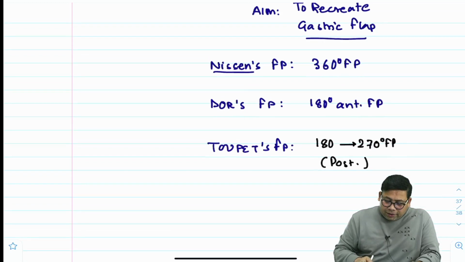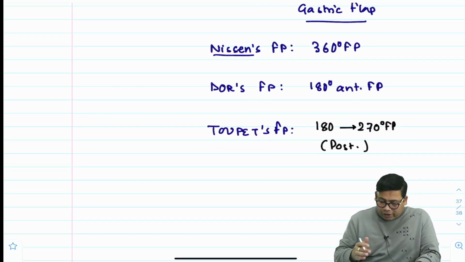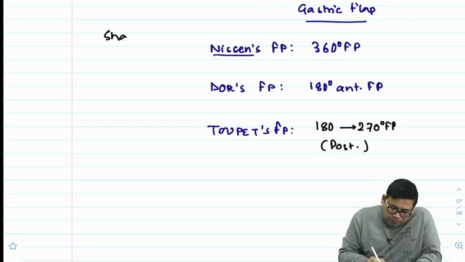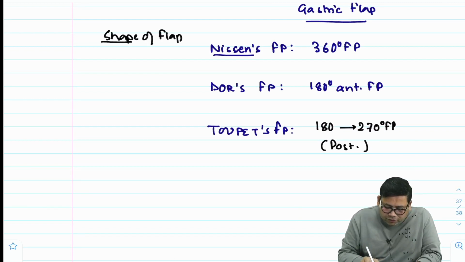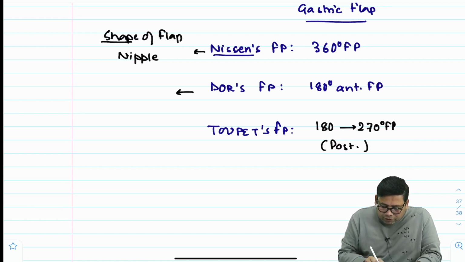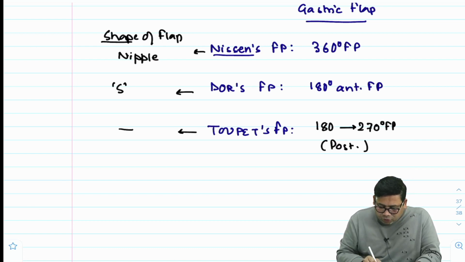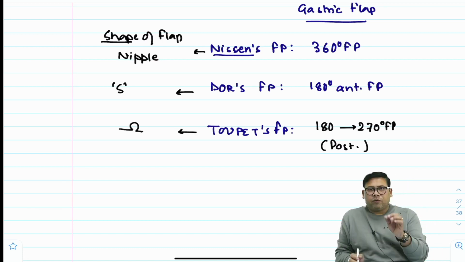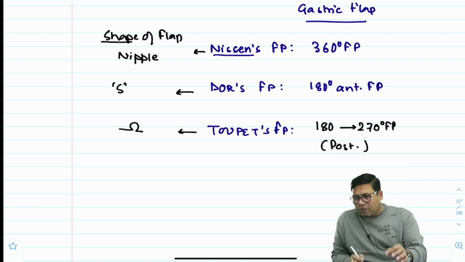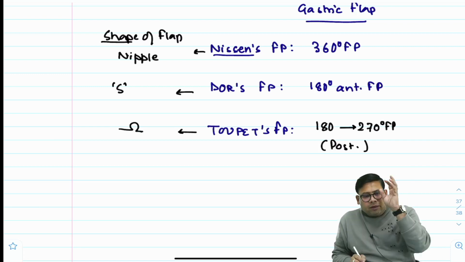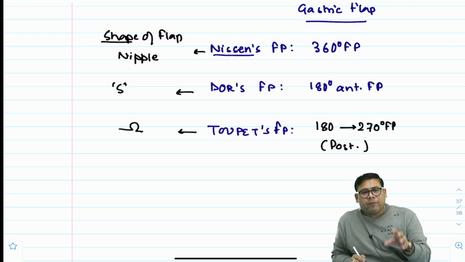So the next thing that I will ask or tell you is the shape of the flap which has been created. Now this is again very, very, very important. In this you have a nipple flap created. In this you have the S flap created, and here you have the omega flap created. Remember, for toppers: nipple in Nissen, S in Dor, and omega in Toupet.